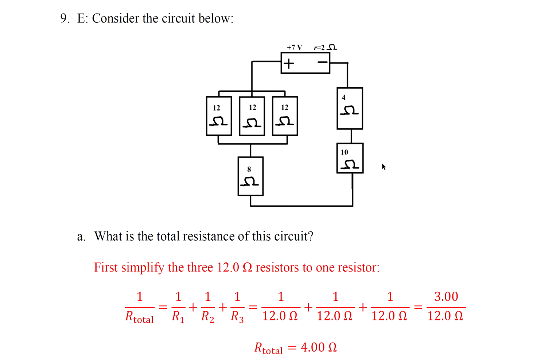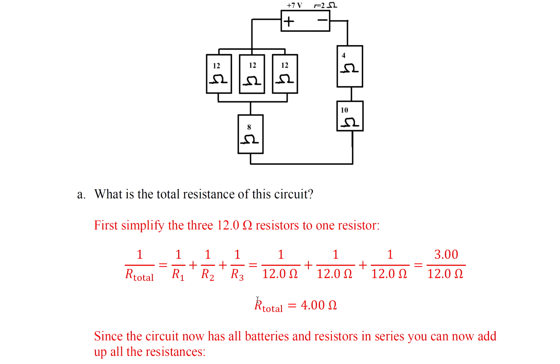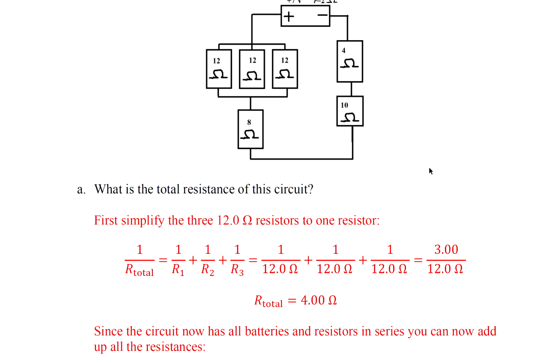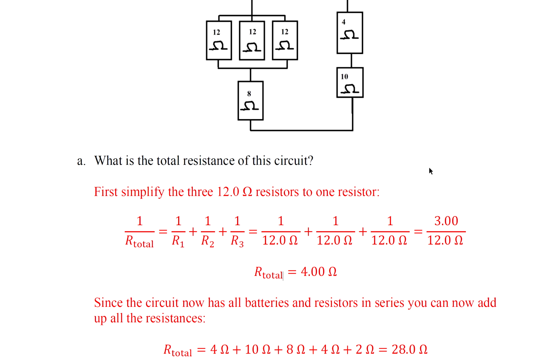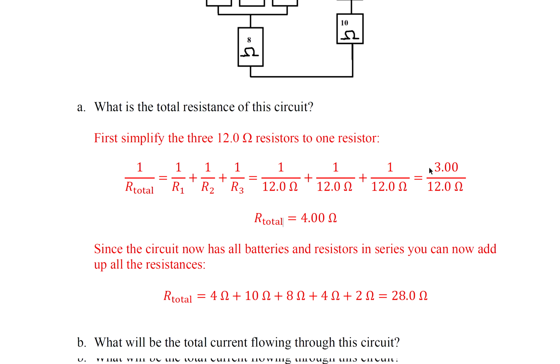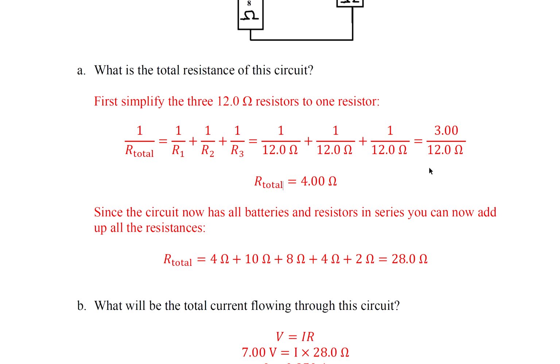Question 9, consider the circuit below. So we have 6 resistors and 1 battery. Part A, what is the total resistance of the circuit? So first let's simplify these 3 12 ohm resistors in parallel. So our total is 4 ohms. Then now all of the resistors are in series, we could add up all the resistances.